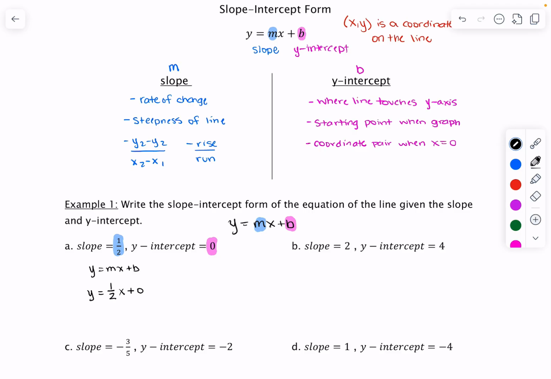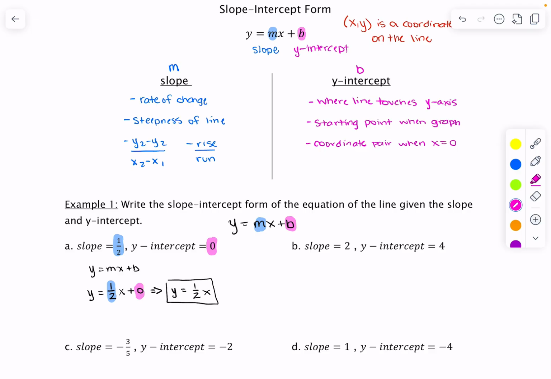Now this is kind of a unique problem because 0 really means nothing. It means there's nothing there, nothing exists. So the better way to write this equation would just be y equals 1/2 x. Okay, notice that if I go back to my highlighters, I put 1/2 in front of the x and I put 0 at the end, but I kept the y and the x the same.